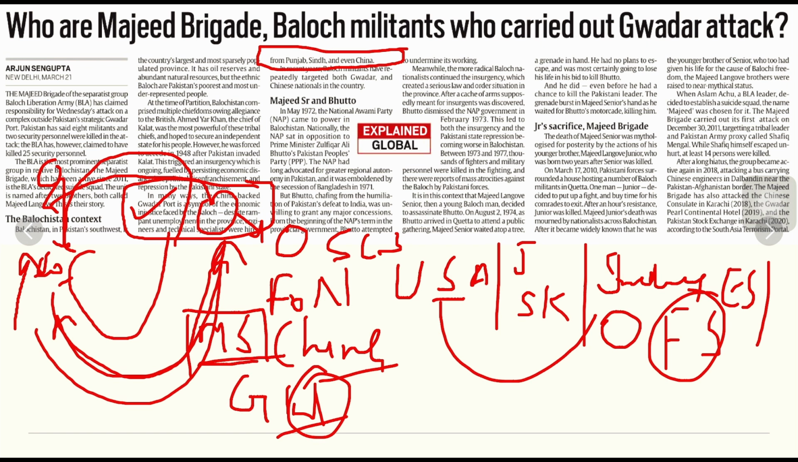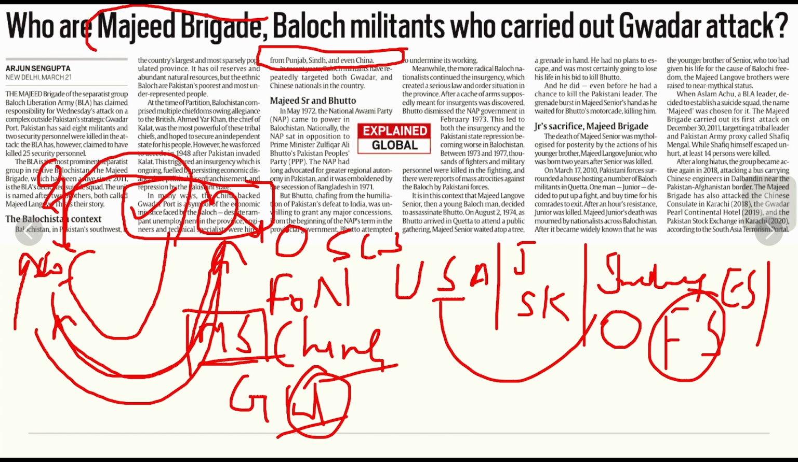So in 1972, the National Awami Party came to power in Balochistan. The National Awami Party sat in opposition to Prime Minister Zulfikar Ali Bhutto's Pakistan People's Party. But Bhutto, reeling from the humiliation of Pakistan's defeat by India, was unwilling to grant any major concessions. From the beginning of the National Awami Party's provincial government, Bhutto attempted to undermine its working. Meanwhile, the more radical Balochistan nationalists continued the insurgency, which created a serious law and order situation in the province.